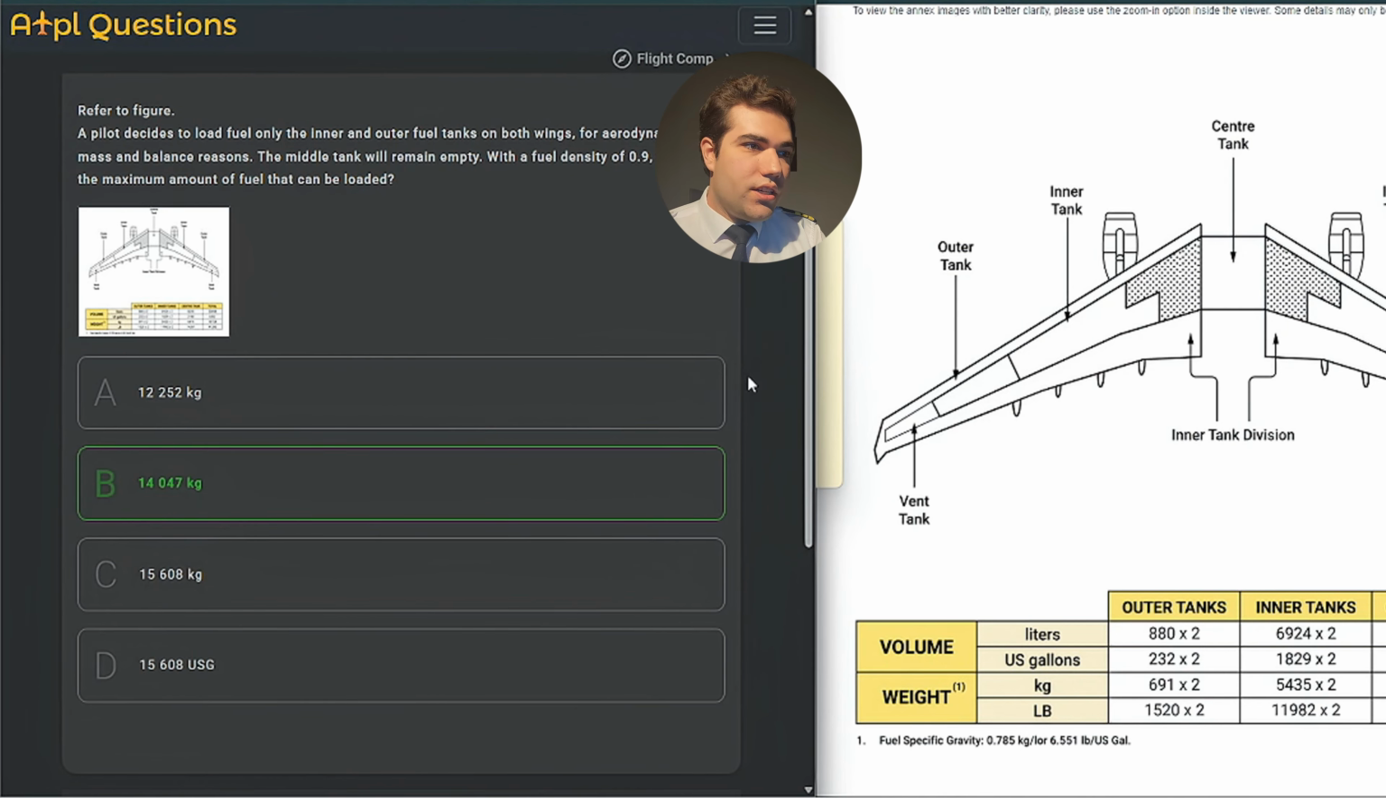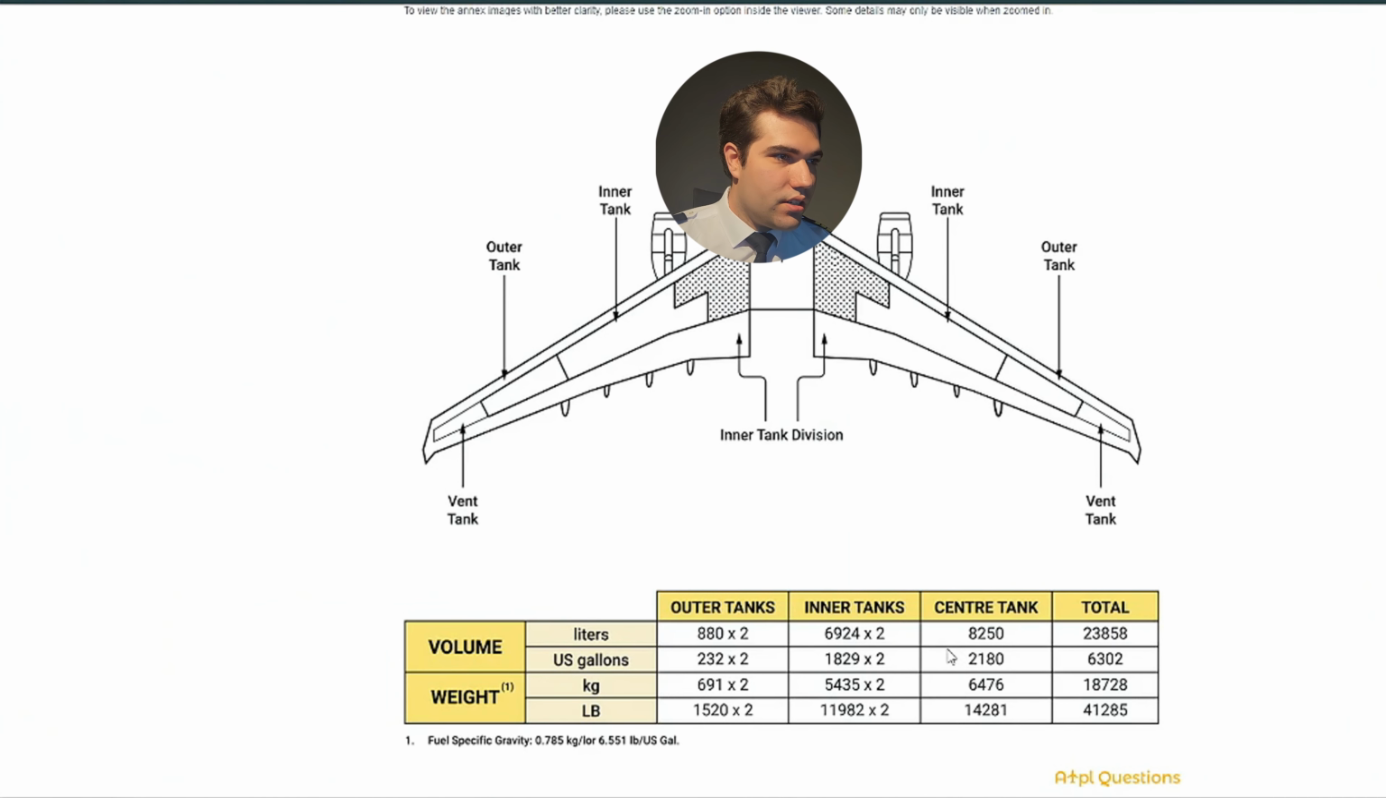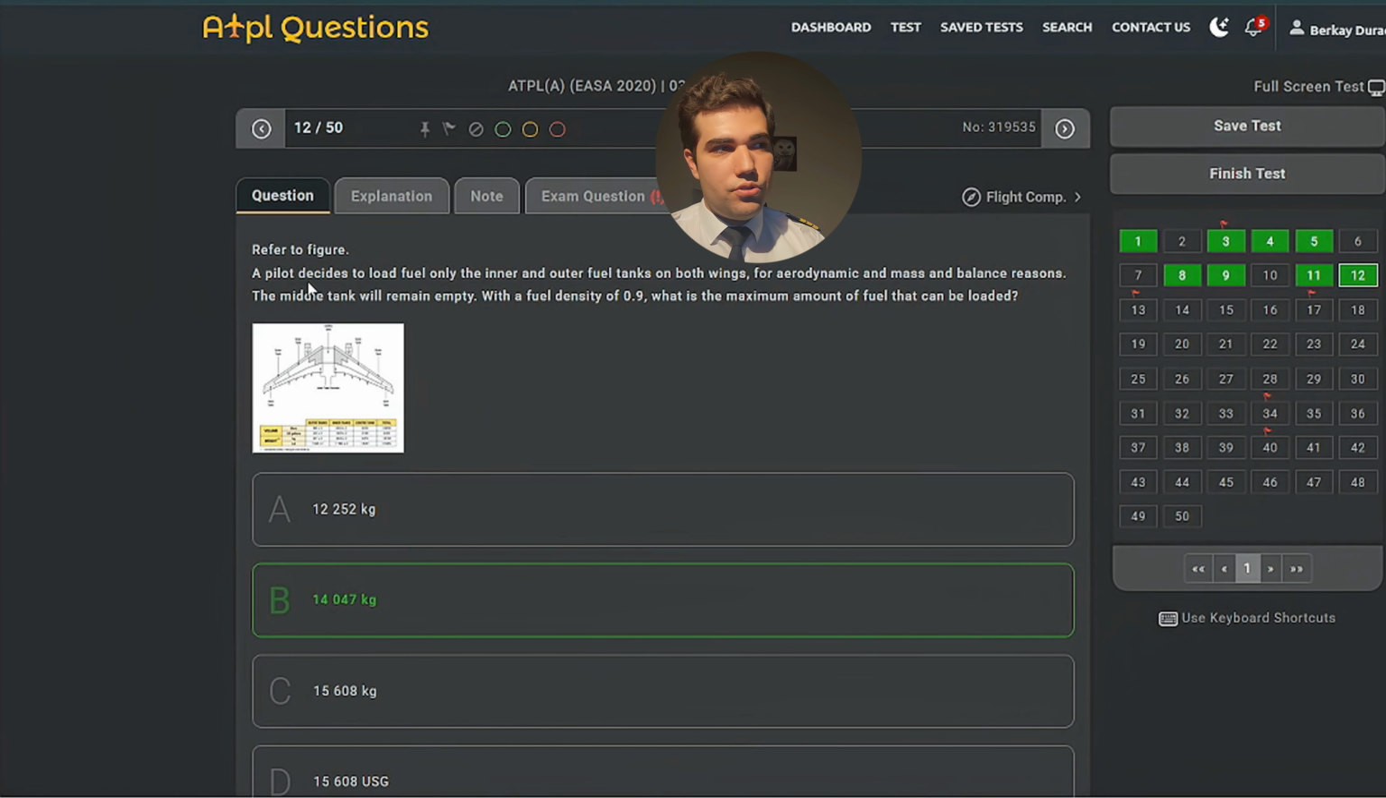Thank you for watching. It is very important that you check the fuel specific gravity right here. It's usually given on the annex. If it is given on the annex and it is the correct one that you have to use, you don't have to do all these calculations. You can just go right here and find the kilograms totally right here. So you don't have to work with all of these. So it is really an easy and simple question.